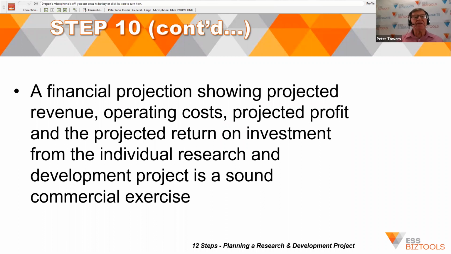And I think for companies, a very important process is what are the financial projections that are likely to emerge out of this research and development project? What's the projected revenue, operating costs, projected profit, and the calculated return on investment? So that the board of directors are looking at something that's estimated to cost $150,000 can have a look at what the projected revenue could be from that expenditure of $150,000 and what the projected return on investment is from that activity.